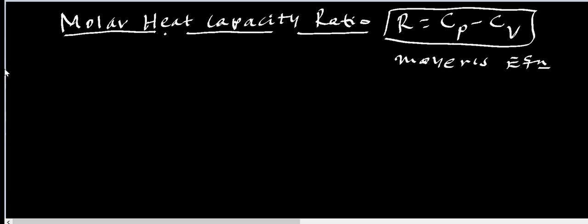Therefore, Mayer's equation. The relationship between the molar heat capacity at constant pressure and at constant volume. So CP over CV is constant, which is the molar heat capacity ratio gamma. Gamma is simply the molar heat capacity ratio.